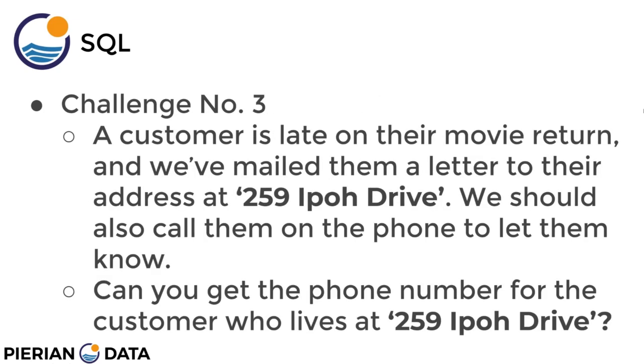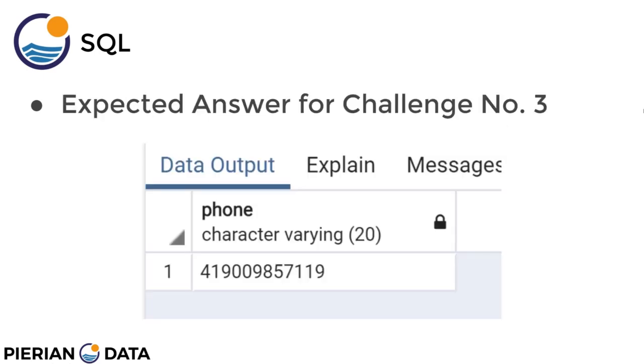So challenge number 3 is a customer is late on their movie return, and we've mailed them a letter to their address at 259 Ipo Drive, and we should also call them on the phone to let them know. So what we want to do is, can you get us the phone number for the customer who lives at this address of 259 Ipo Drive? All right, here comes the expected result. So the expected answer for challenge number 3 should be this phone number here.